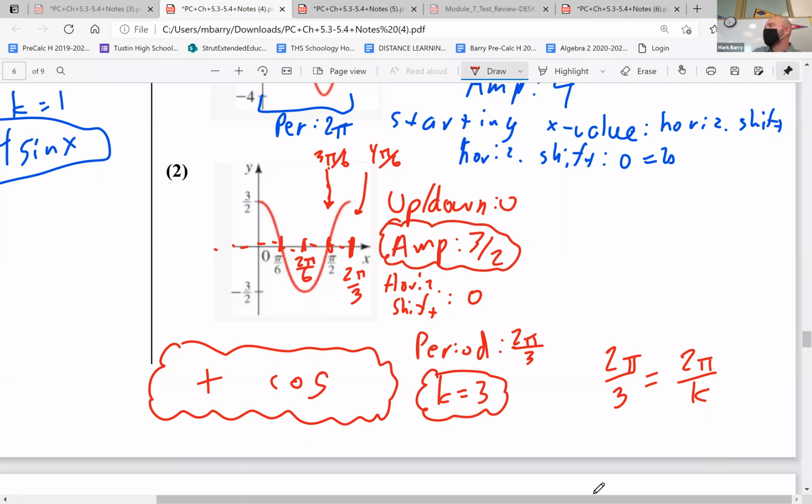And I'm going to have you guys try to write the equation. So we have a positive cosine graph, amplitude of 3 over 2, K value of 3, all right? So let's see if you can write your equation based on those 3 pieces of information. I'll give you about 15 seconds to do this, and then we'll go over it. But try it on your own first. Go.